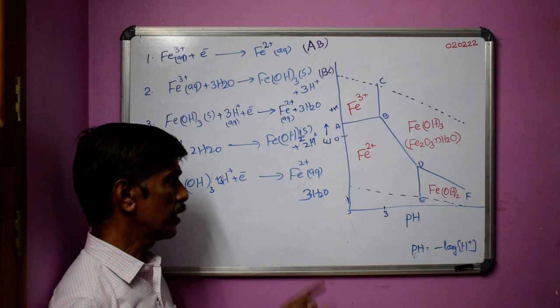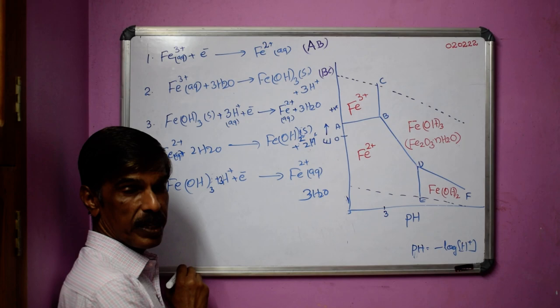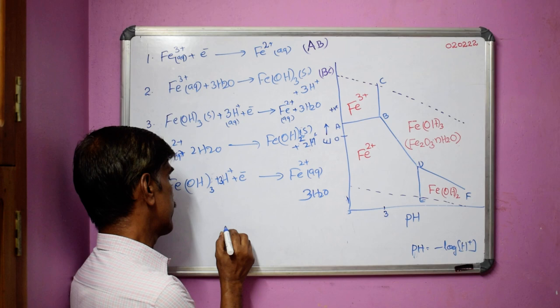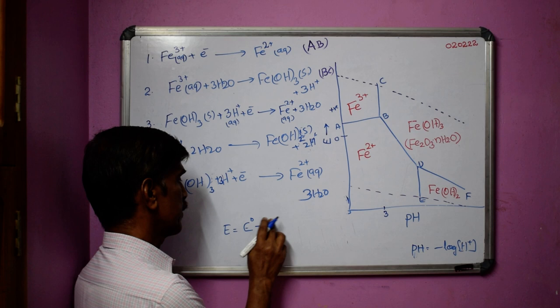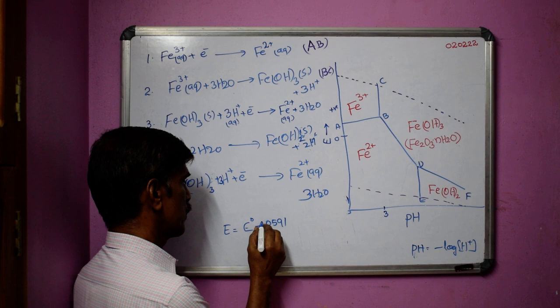Here, if you apply the Nernst equation, the voltage is dependent both on protons and on electrons. So you can see that it is dependent on the pH as well as on the potential. You can write E is equal to E0 minus RT by nF, 0.0591, minus 0.059 times the activity of Fe. That is the voltage.